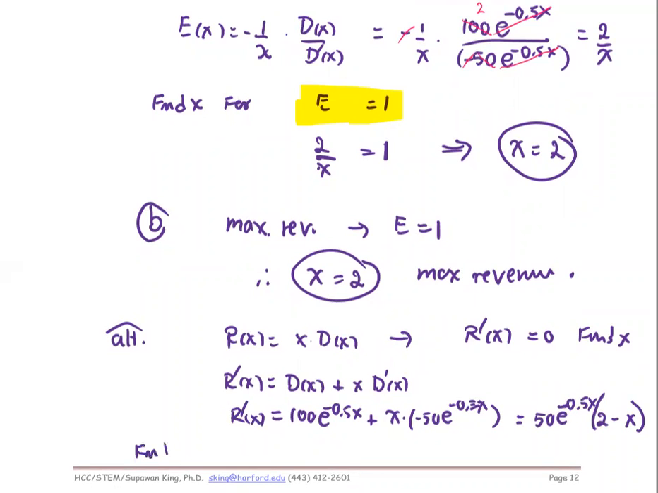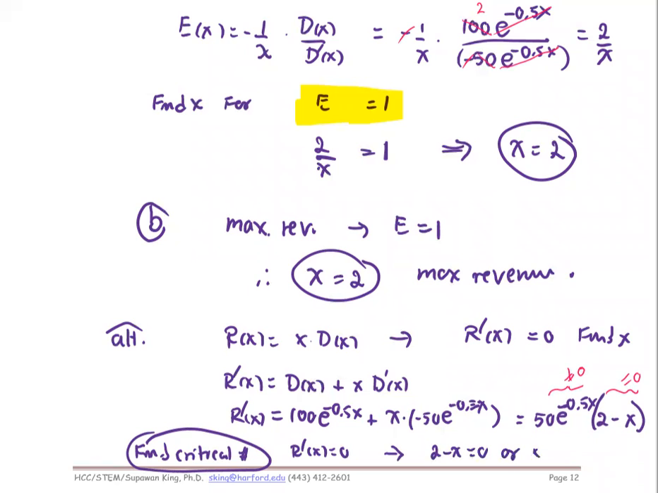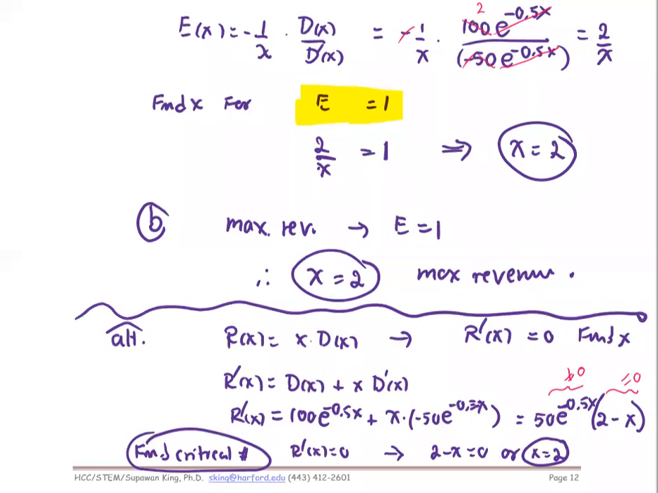We're going to find the critical number, or critical value x, by letting R prime be 0. That means the factor 2 minus x has to be 0, since e to the power is never 0. So we get the same result as using the elasticity of demand: 2 minus x equals 0, or x equals 2 will be the quantity that maximizes the revenue, by using the direct method instead of using the elasticity.